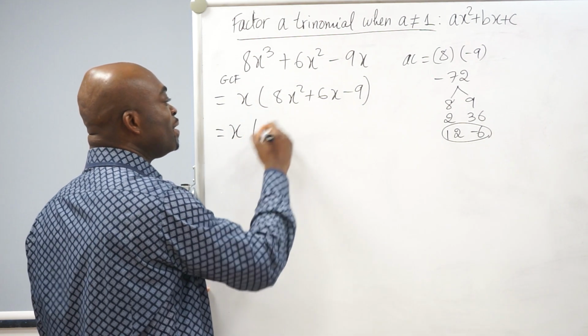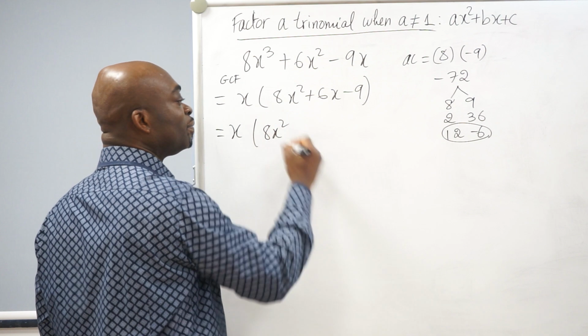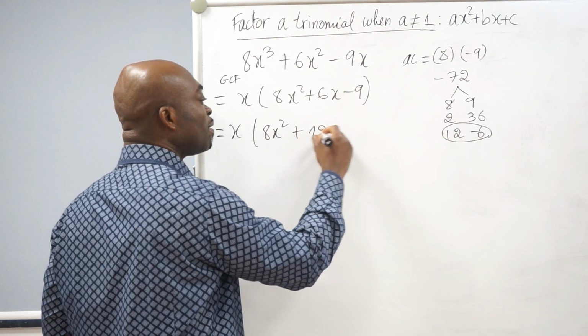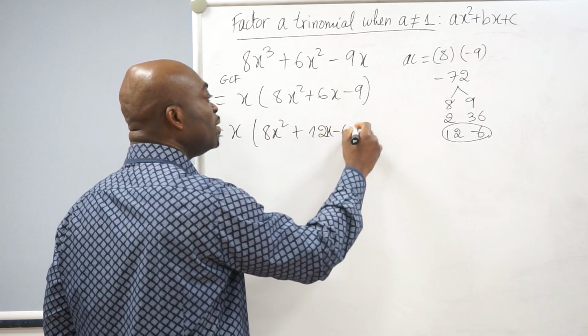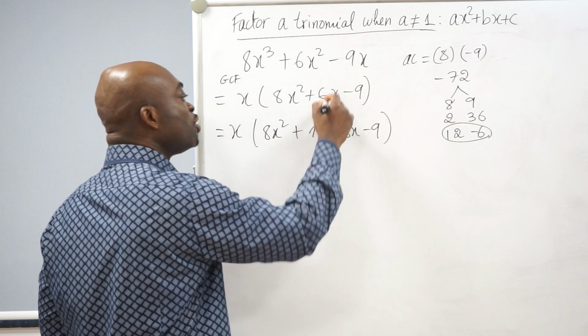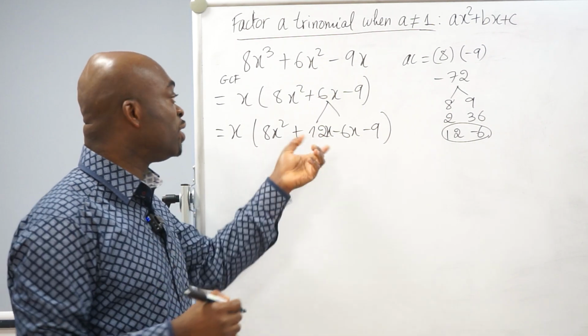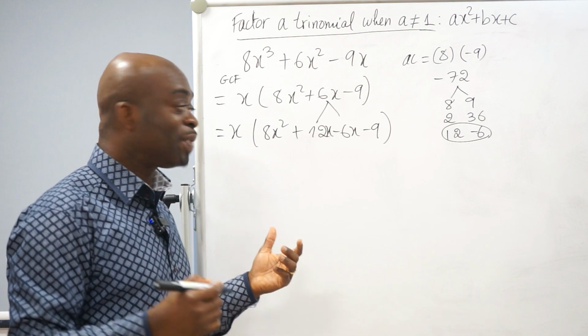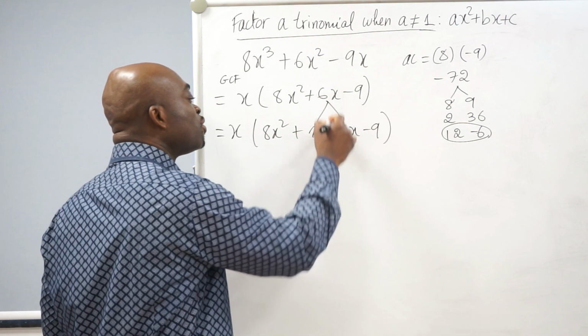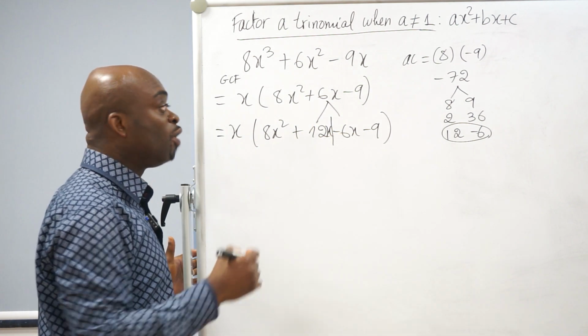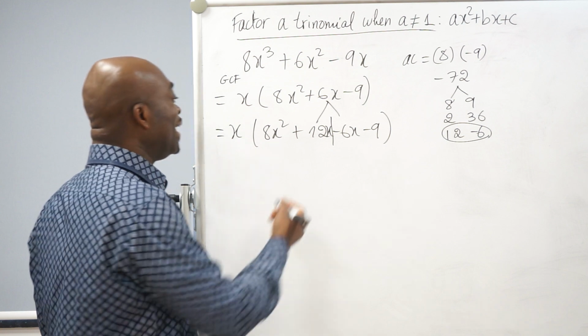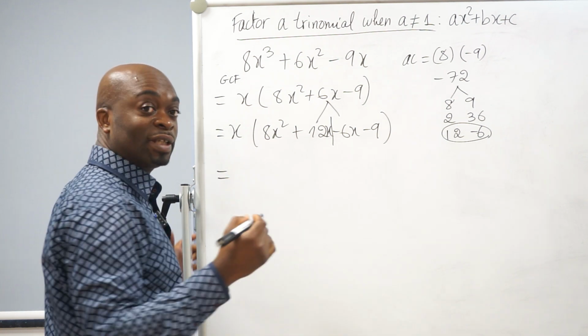So what's going to happen? Then we have 8x squared plus 12x minus 6x minus 9. The middle term becomes 12x minus 6x because when you add them up, you end up with positive 6x. Now we're going to split them in 2, like we did before, by using the factoring by grouping, and then carry out the greatest common factor.